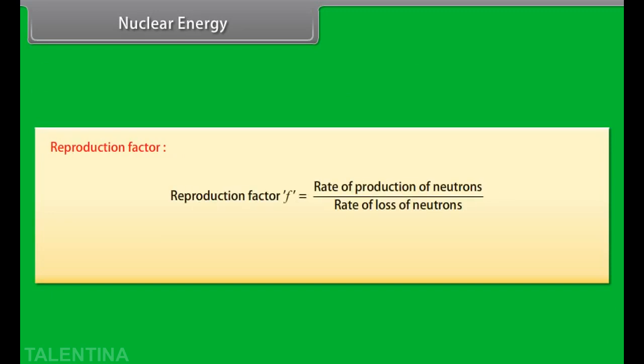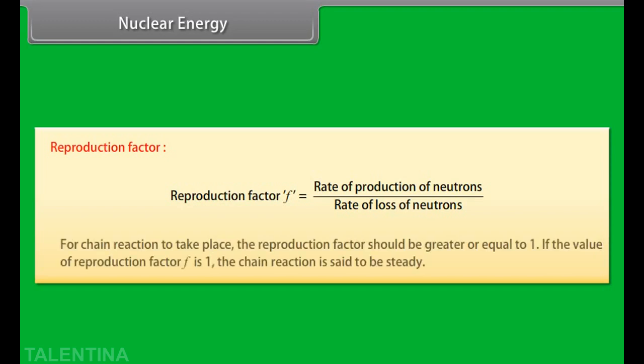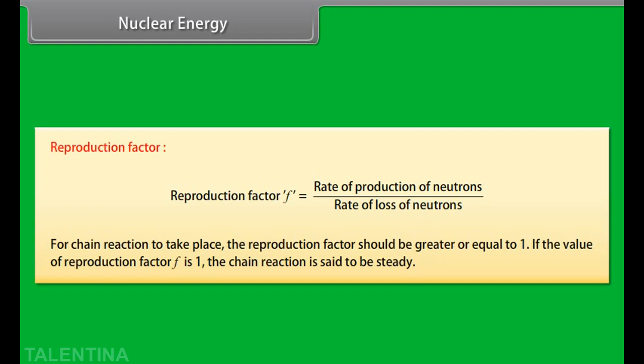It is defined as the ratio of rate of production of neutrons to the rate of loss of neutrons. For chain reaction to take place, the reproduction factor should be greater or equal to 1. If the value of reproduction factor K is 1, the chain reaction is said to be steady.